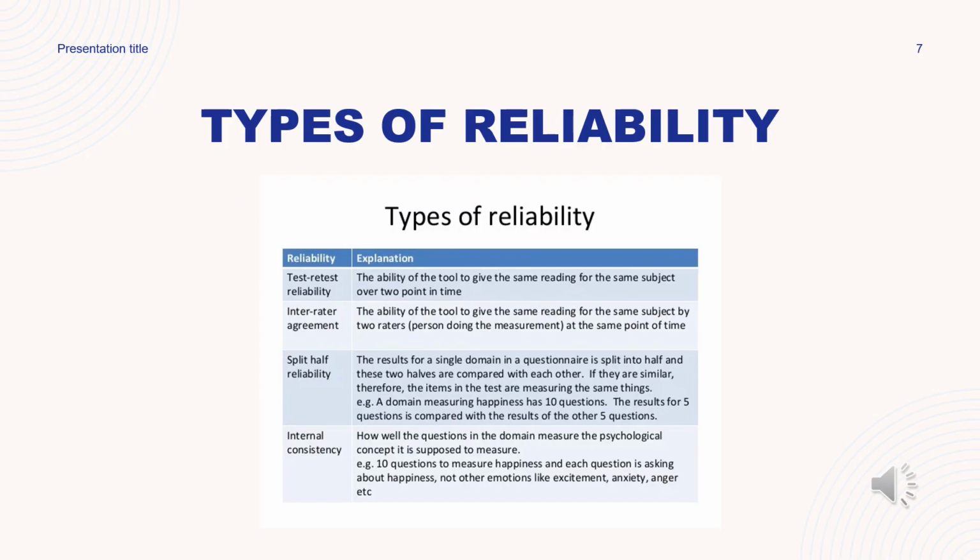So I've provided a graph here with just some of the types of reliability. It doesn't cover all of them. Table 8.4 in our book on page 104 has a couple more, but I just wanted to present the most common types of reliability that are used.